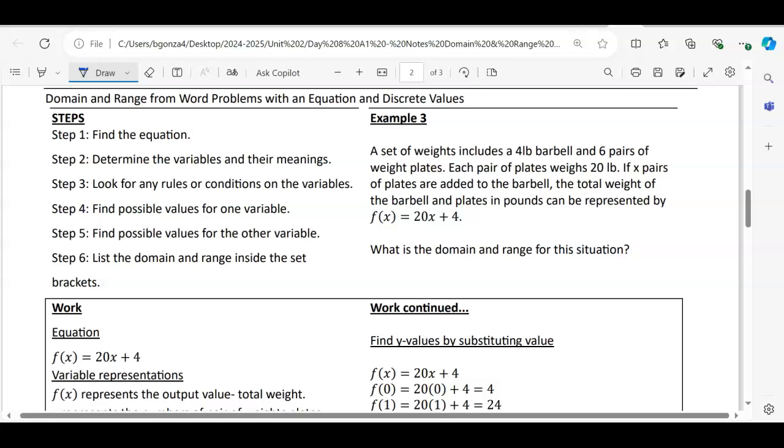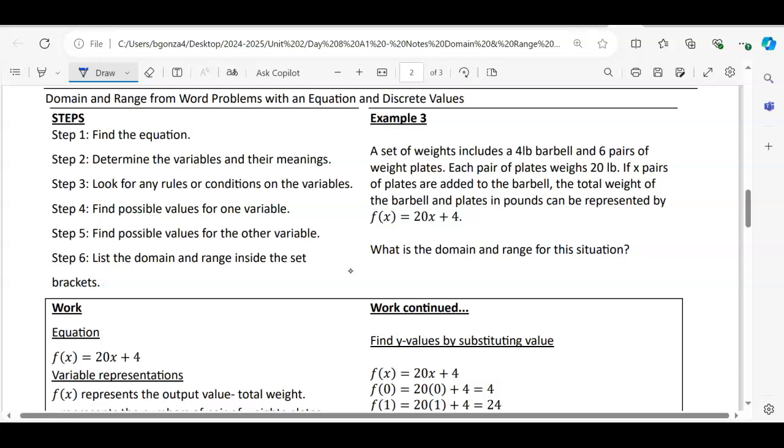Now, I'm going to read the steps on the left first. Step 1, find the equation. When you're reading it, sometimes there's an equation, right? Determine the variables, x and y. What do they mean? Look for any rules or conditions on those variables. Find the possible values for a variable and the other, and then list the domain and range depending on what they're asking for. So look, example 3.